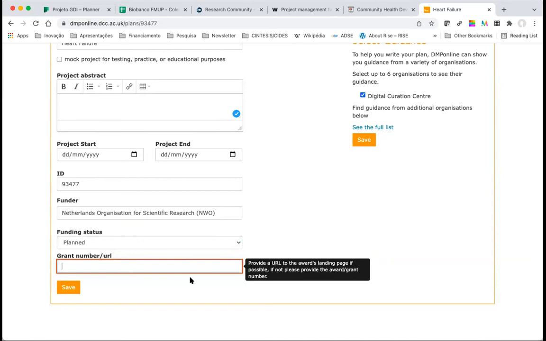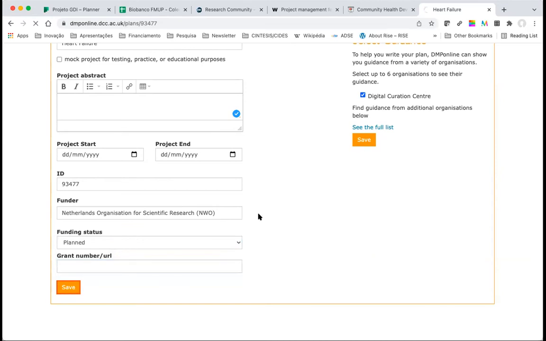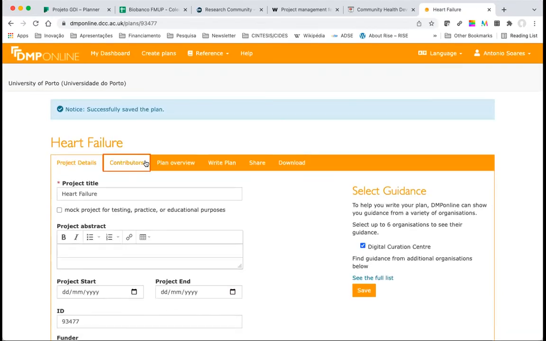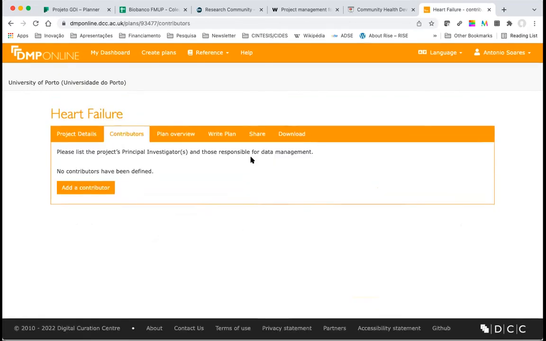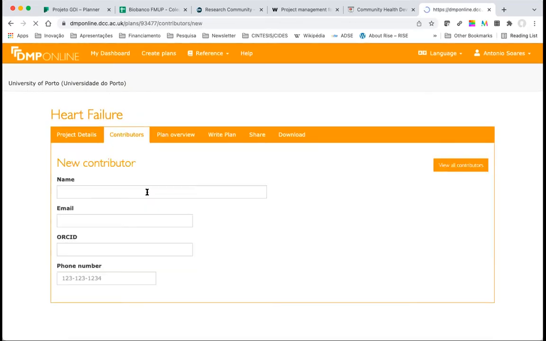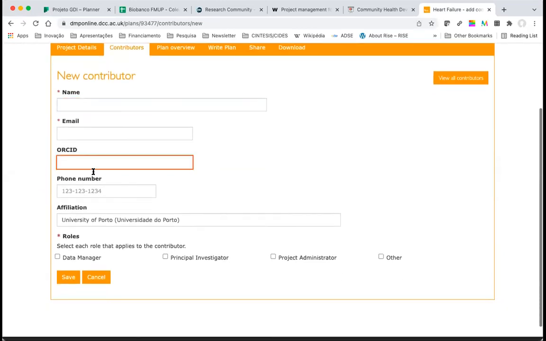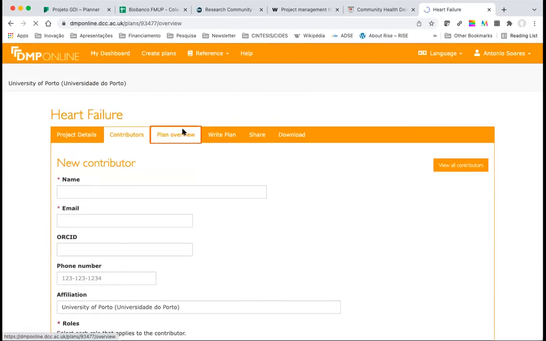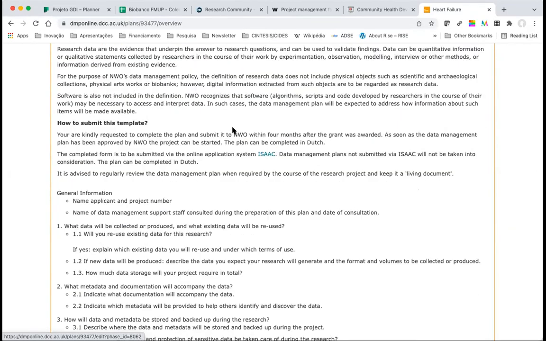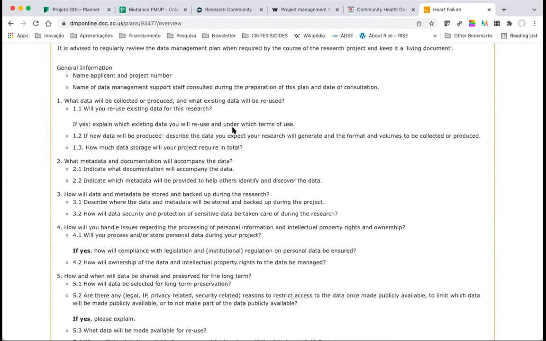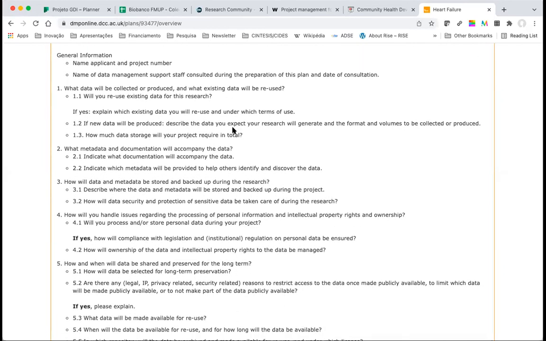You can provide a new URL or not. Again, contributors, we can add here a specific person with an ORCID, with a certain affiliation, what kind of role it is, what it has. An overview provides us some information on the kind of data that a DMP, based on this template, is going to ask of us.